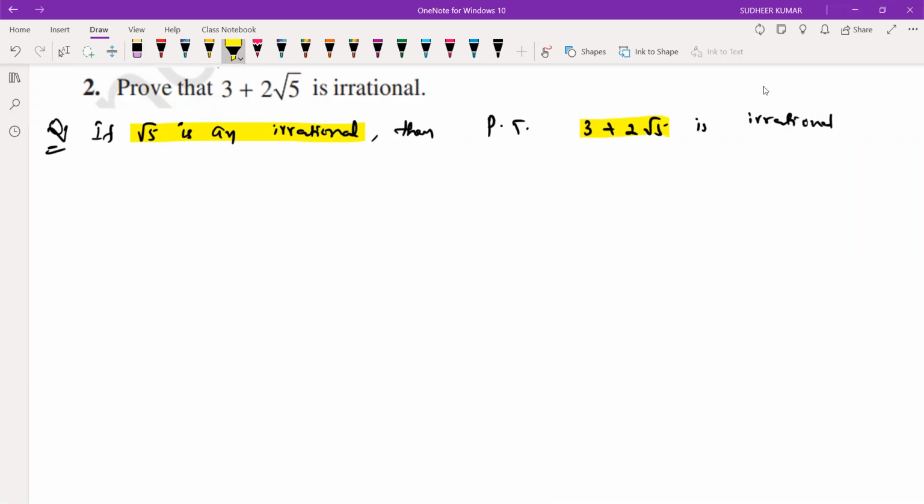If it is not mentioned in the question that root 5 is an irrational number, and the question is given as: prove that 3 plus 2 root 5 is irrational, then you have to prove both statements. First, if root 5 is given, prove root 5 is irrational. If root 3 is given, root 3 is irrational. First, we have to prove that root 5 is irrational, because it is not given. After proving that root 5 is an irrational number, then we have to prove that 3 plus 2 root 5 is also irrational.